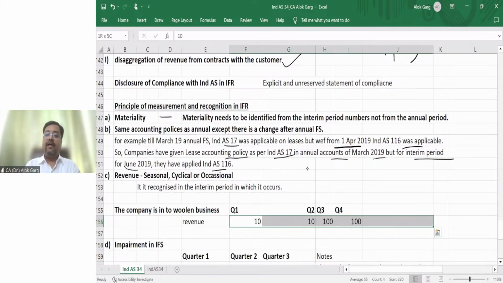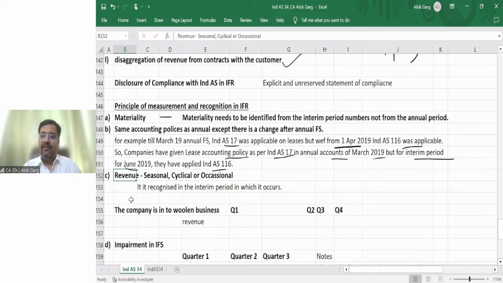Recognition of revenue. If the revenue is seasonal, cyclical, or occasional, because for the woolen industry, let's say in the first 2 quarters, the revenue is very less, but in the last 2 quarters, the revenue is very high. So whether the revenue has to be straight line in every quarter, or the revenue has to be recognized in the period in which it occurs. So the standard says that if a company is seasonal, cyclical, or occasional, the revenue has to be recognized in the same interim period in which it occurs.